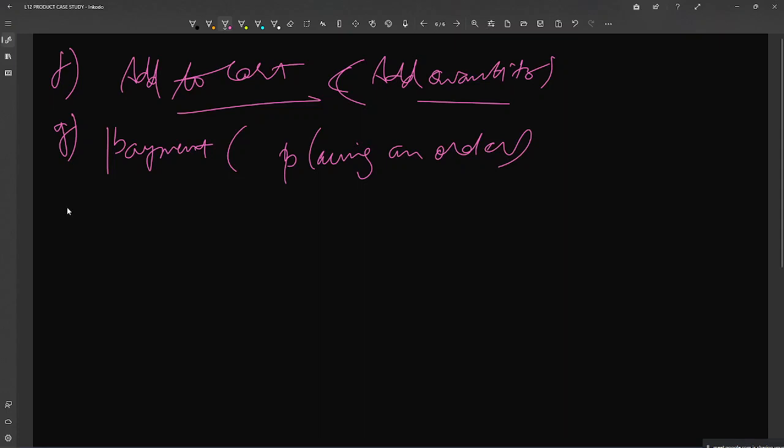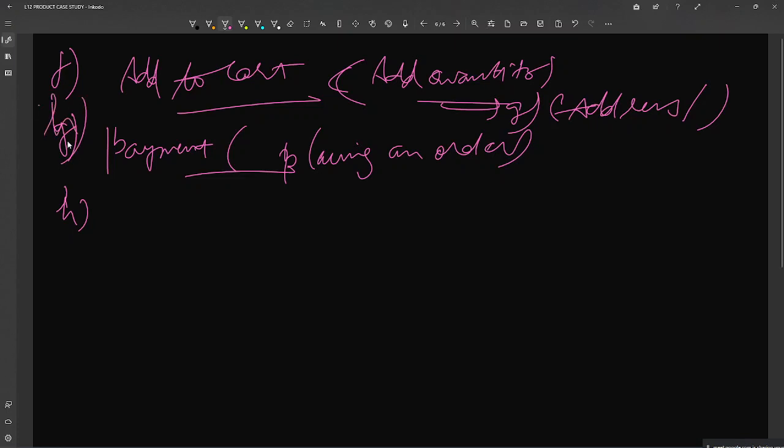And yes, good point, here you can say address. So this will become your G point. This will become your H point. This will be your I point. Okay. Address, payment, then what?